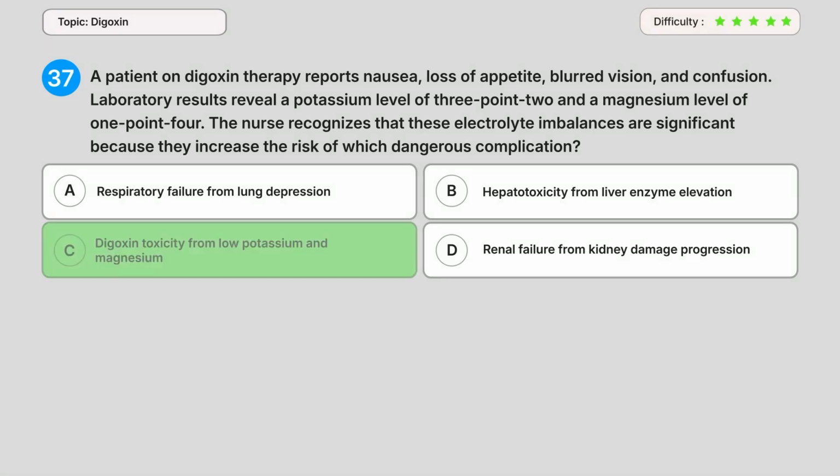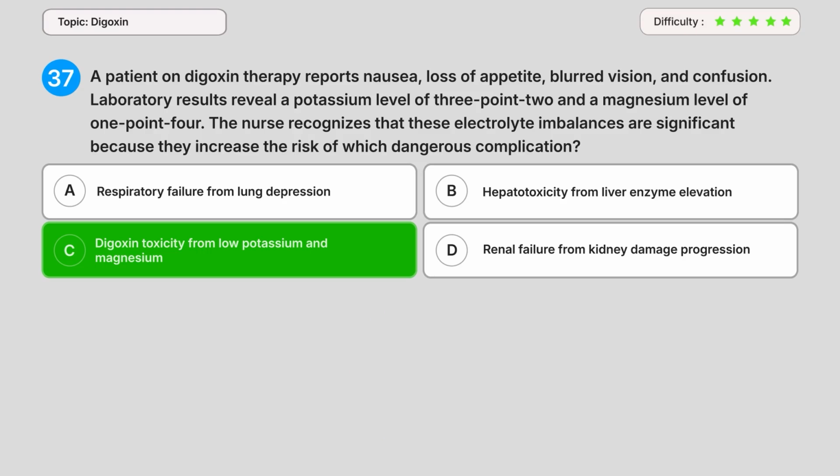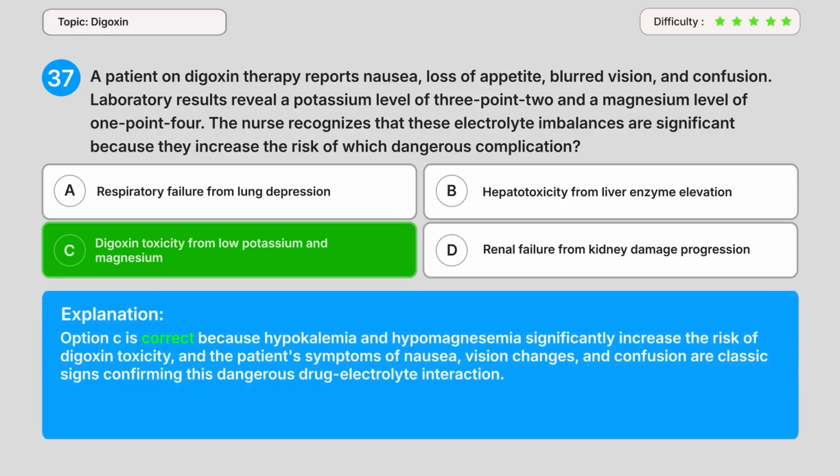Correct answer: C. Digoxin toxicity from low potassium and magnesium. Explanation: Option C is correct because hypokalemia and hypomagnesemia significantly increase the risk of digoxin toxicity, and the patient's symptoms of nausea, vision changes, and confusion are classic signs confirming this dangerous drug-electrolyte interaction.